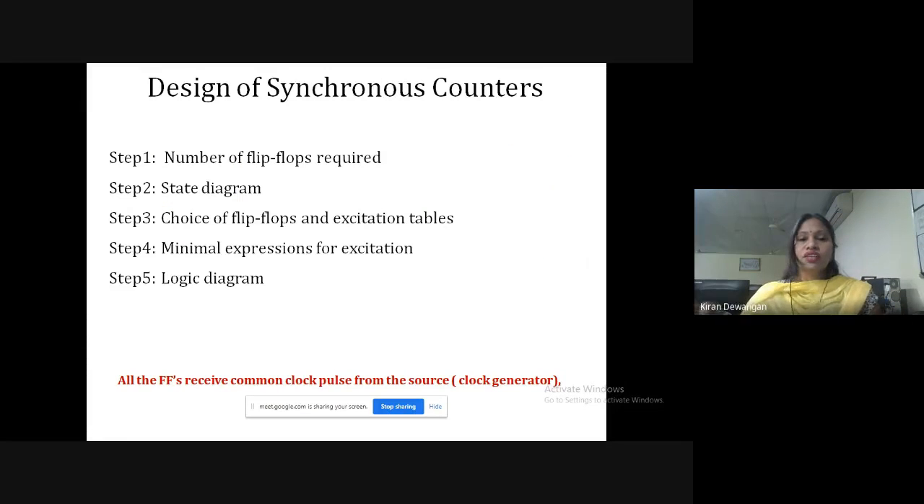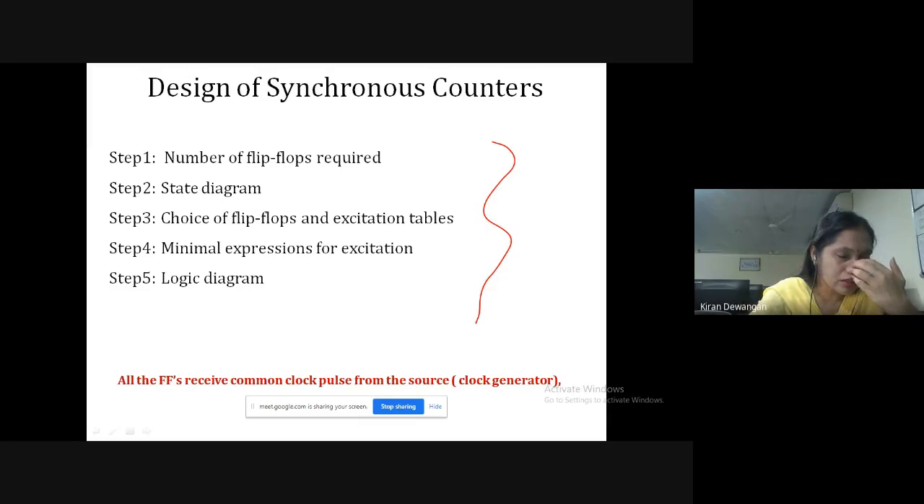So any of these can be used for designing any of the counter. Now these are the process, that is steps involved in designing of synchronous counter. Now there we didn't have to go for any of the steps. That was just how to design the asynchronous counter.